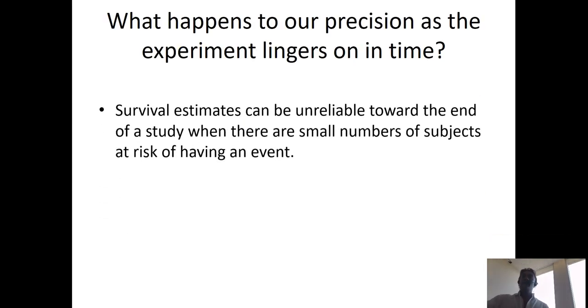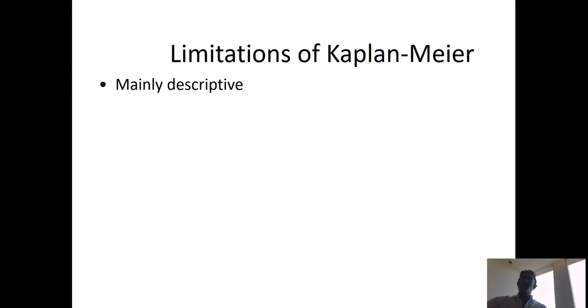As I mentioned, as time goes on, precision gets worse because there are fewer people in the population. So, survival estimate gets unreliable as more time goes on, especially if our population size is quite small. The problem with Kaplan-Meier, though, is it's mostly descriptive. Yes, I do have a number at the end of all this, but I'm really waving my hands and talking about people coming and going.